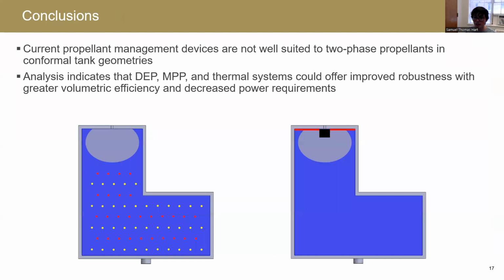And so without declaring a full winner in that comparative analysis, we can see here that the DEP and MPP systems, as well as the thermal systems, are very enticing. Now, just to make some further conclusions, current propellant management devices are not well suited to two-phase propellants and conformal tank geometries. These new systems, though, could offer improved robustness and greater volumetric and power efficiency. This poses a very interesting and novel path forward for small satellite propellant management, as well as propulsion as a whole.